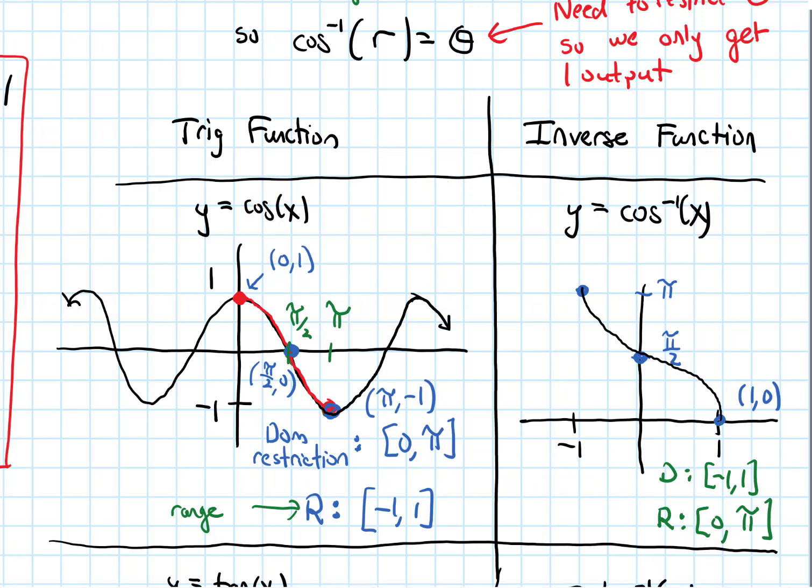Okay, so one final comment I want to make about this is that sometimes with inverse functions, we'll see them written as arc cosine of x. So when you see this, arc cosine just means cosine inverse.